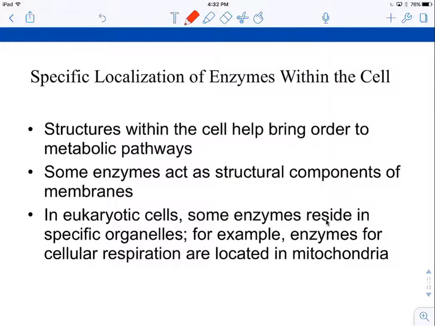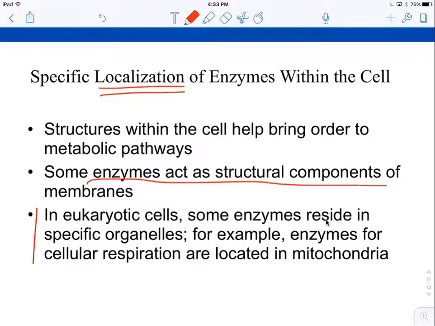Another way that enzyme activity can be regulated is by location. Structures within the cell help to bring order to metabolic pathways. Enzymes can act as structural components of membranes, and the compartmentalization of the enzymes allows their activity to be controlled. They can only catalyze reactions when they're in the right spot and when their substrates are in the right spot, and that way we can regulate the activity.